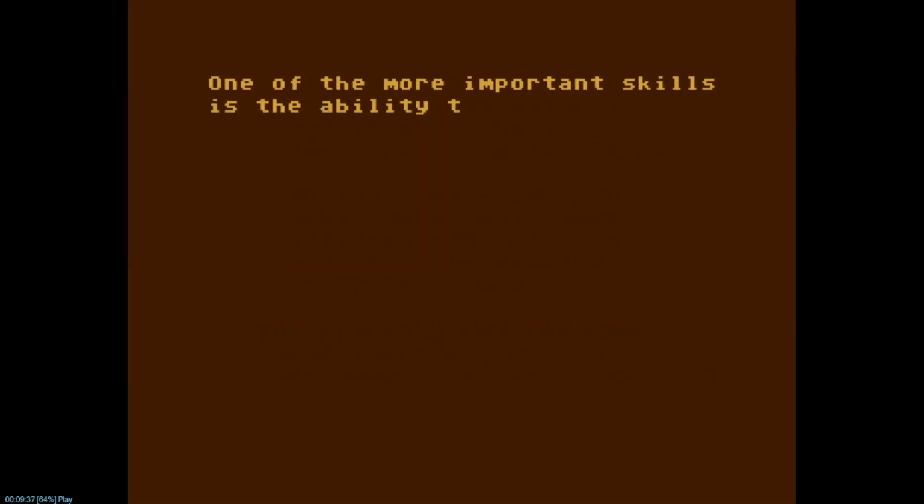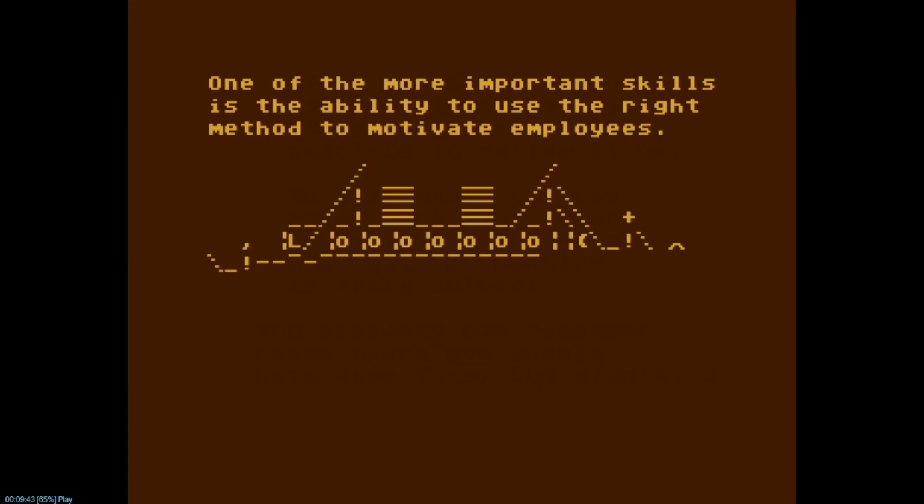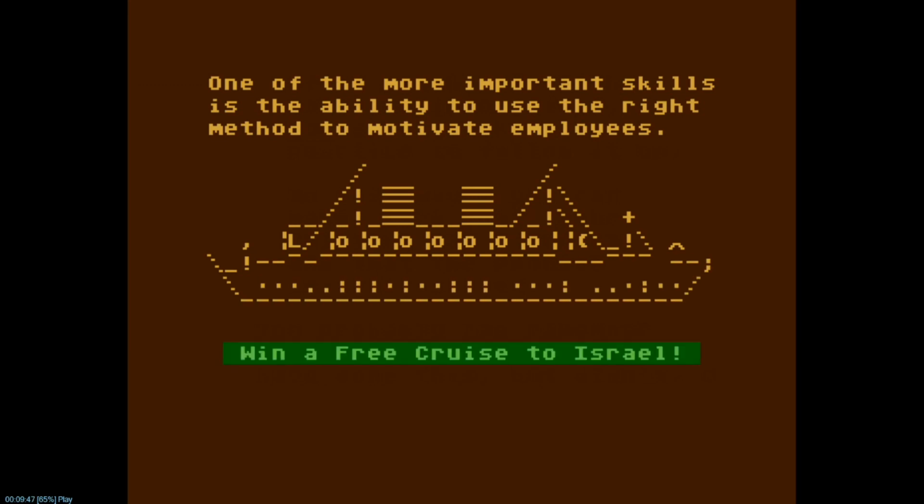One of the more important supervisory skills is the ability to use the right method to motivate your employees. In a later program, we will learn more about the various ways to motivate an employee. By properly combining the right leadership style and the proper motivational technique, a supervisor will be able to maintain a smooth working pattern.